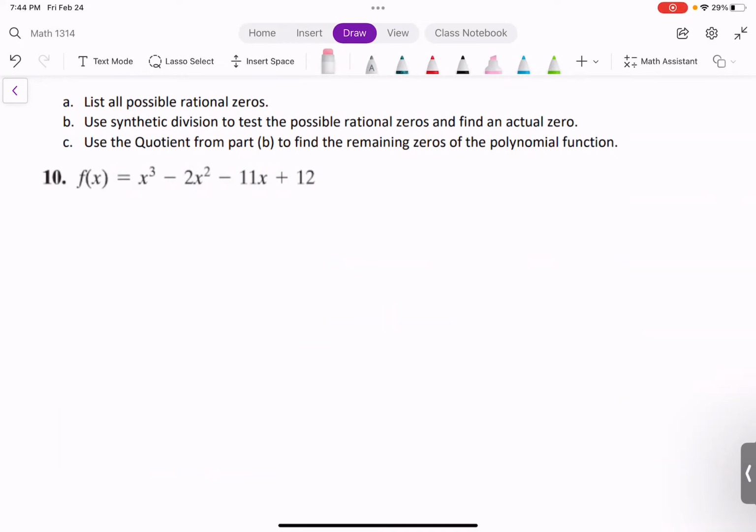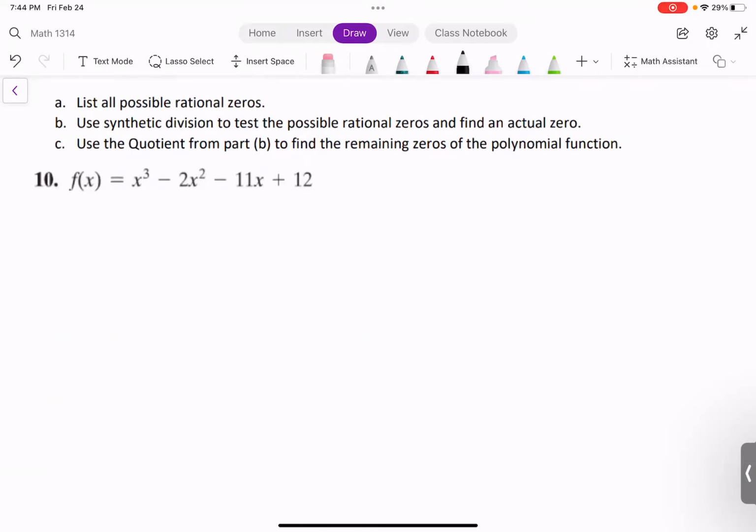Second, use synthetic division to test the possible rational zeros and find an actual zero. Number C, use the quotient from part 2 to find the remaining zeros of the polynomial function. Okay, let's follow the 3 steps. First, list all possible rational zeros.